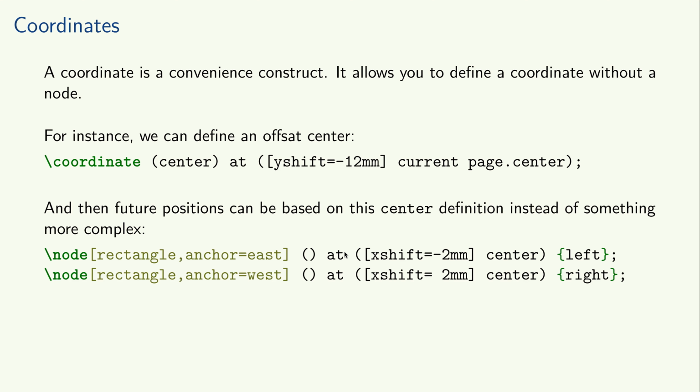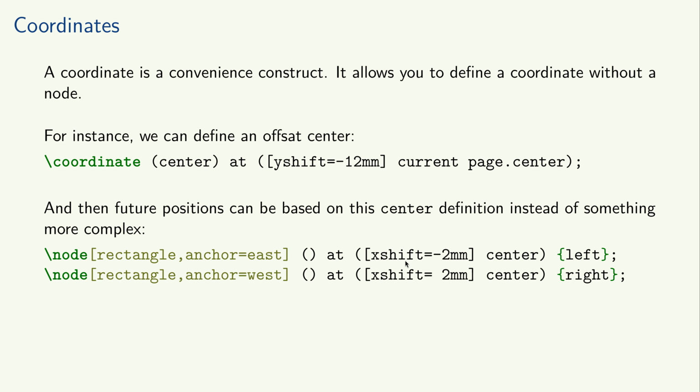That means that I later on can refer to center. In this case, I create two new nodes. One of them is 2 millimeters left of the center point. It is a rectangle anchored to the east called left. Similarly, I have something that is shifted to the right, on the x-axis, called right. Rectangle, anchor point to the west. So that means that we have something called left more or less here, something called right more or less here.